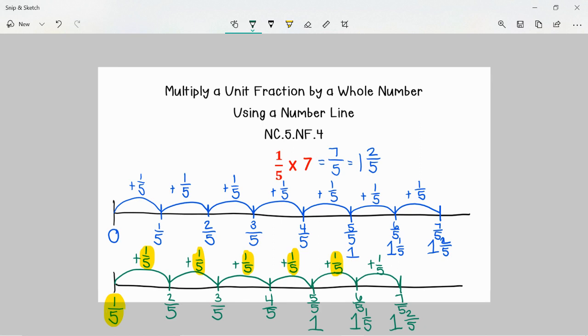We know that's reasonable based on what we thought about in the beginning. We said we knew that our product would be more than one whole, since we were going to have more than 5 groups of 1/5, since 5 groups of 1/5 would make one whole. And so here's how we can multiply a unit fraction by a whole number using a number line.